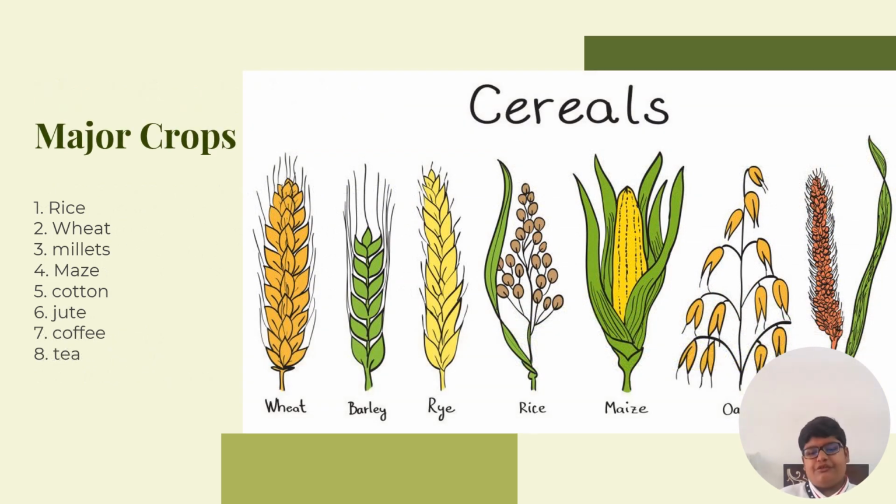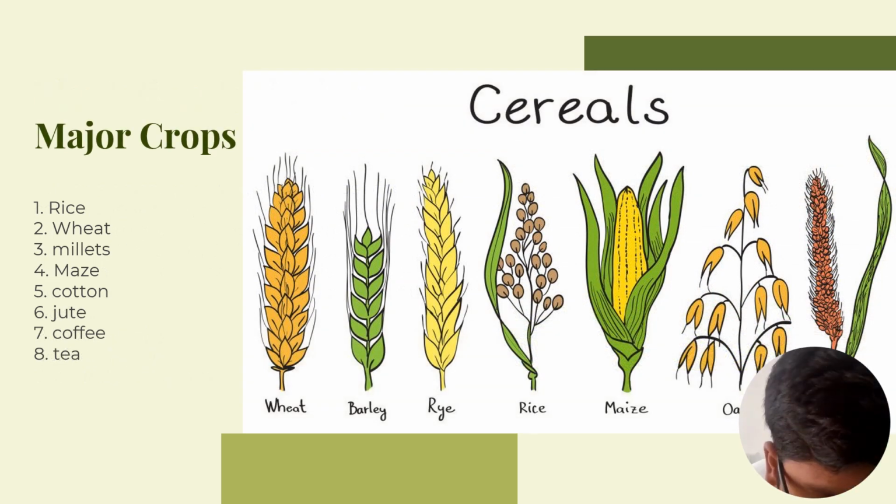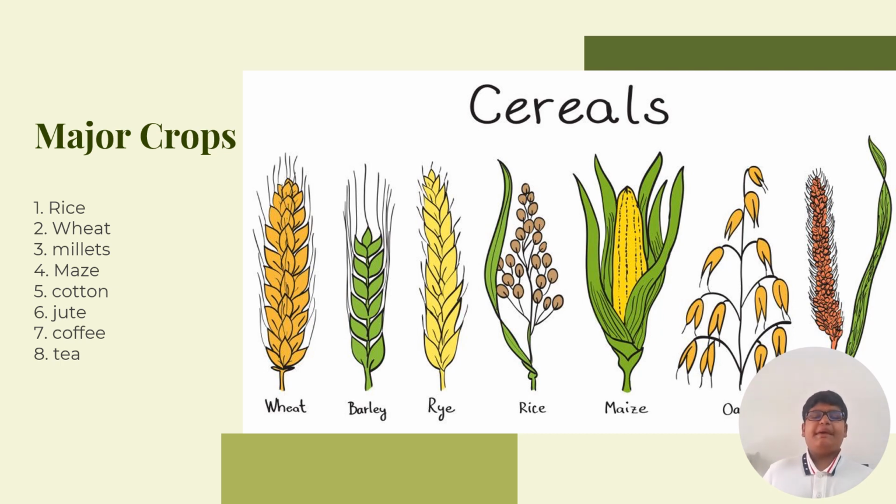Let us look at some major crops. Rice, wheat, millets, maize, cotton, jute, coffee and tea are some of the major crops grown in different parts of the world.